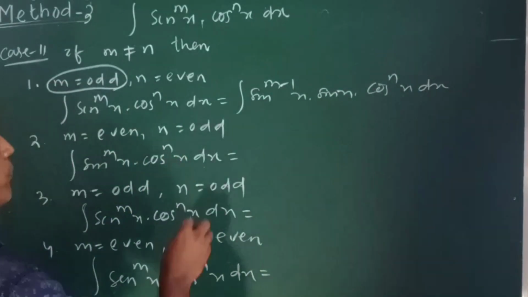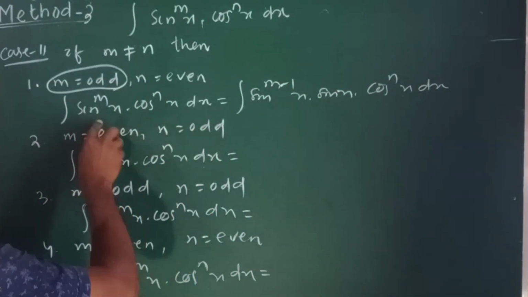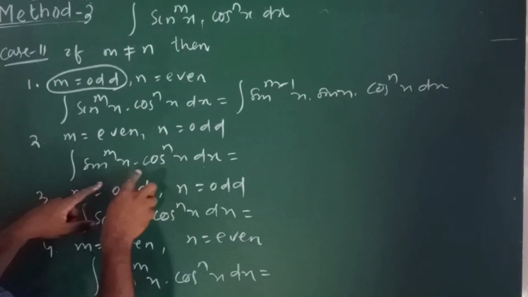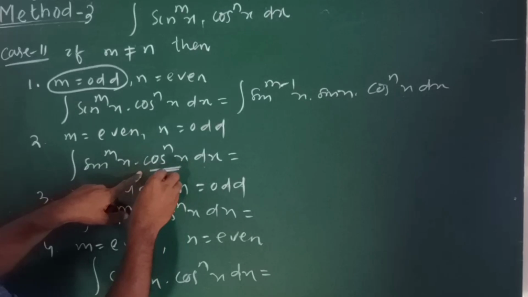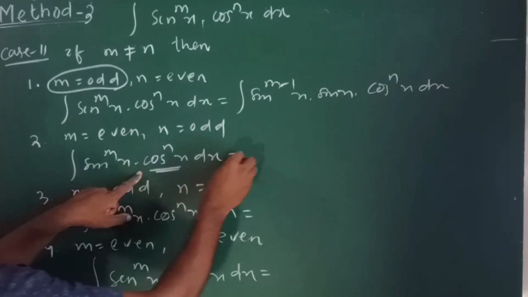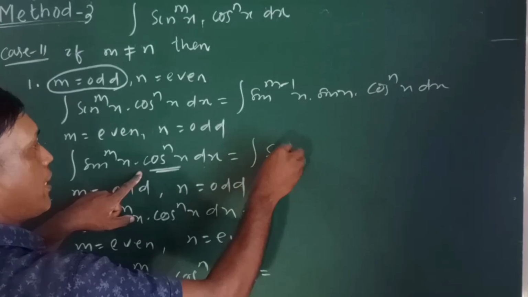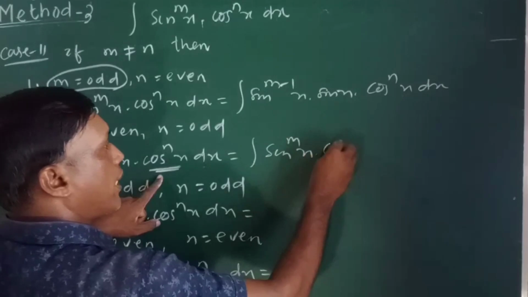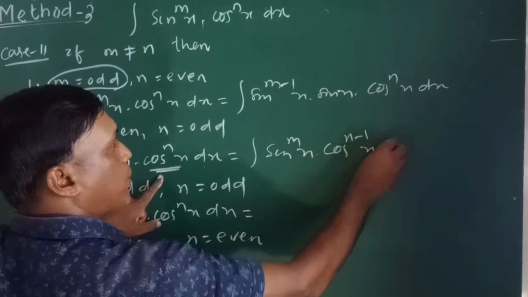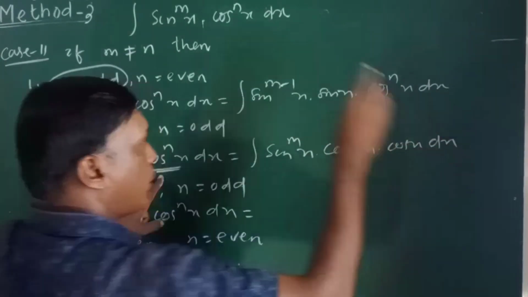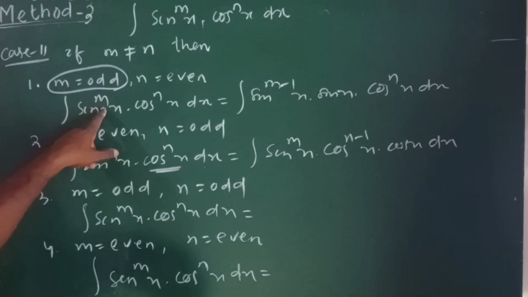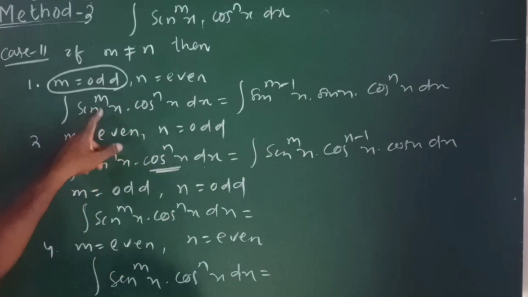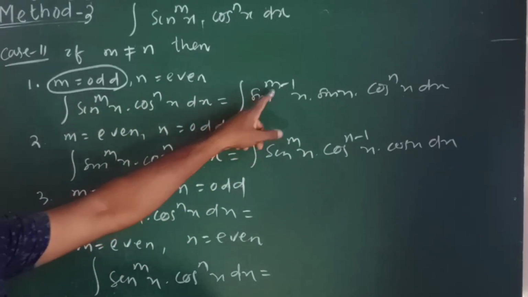So you separate one factor from this, and now here is also the same case, the power odd is here, so you have to separate from cos nx. That means this is sin to the power mx into cos to the power nx, n is odd, so you can write this as cos to the power n minus 1x into cos x dx. Look at here, m was odd, that's why you separate one term from sin to the power mx, that means you write it as sin to the power m minus 1 into sin x.